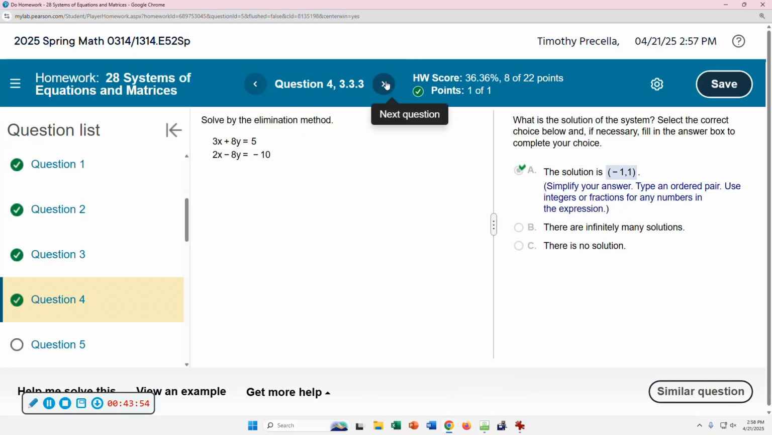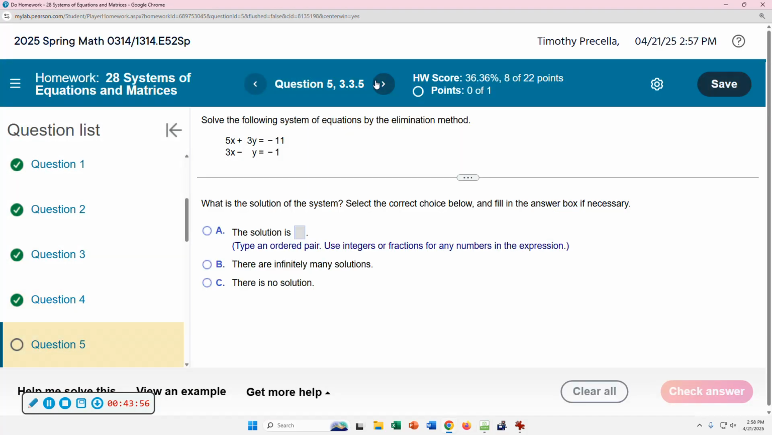But looking at number 5, they tell us to use elimination. When I'm solving a system of equations, elimination is my preferred method. I prefer elimination more than substitution, okay? And so, let's see there. Let's write down number 5. We have 5x plus 3y equals -11.